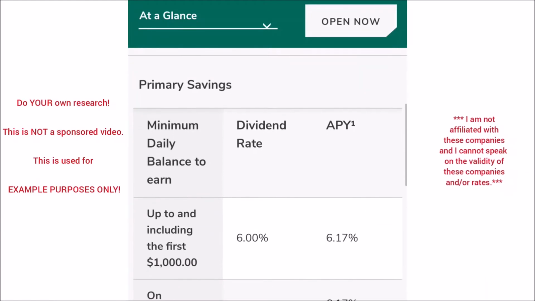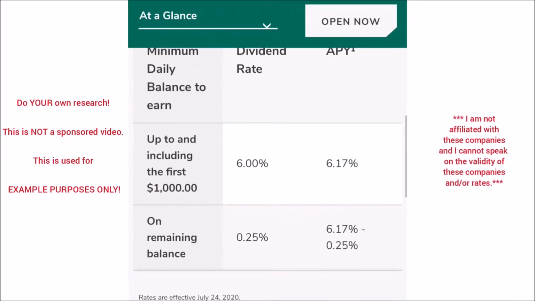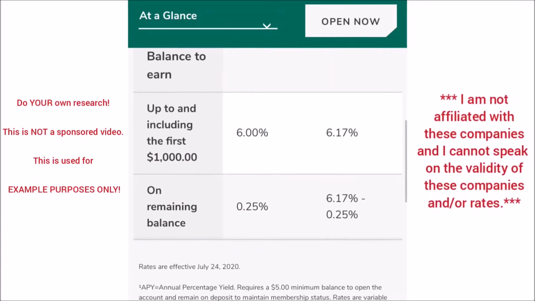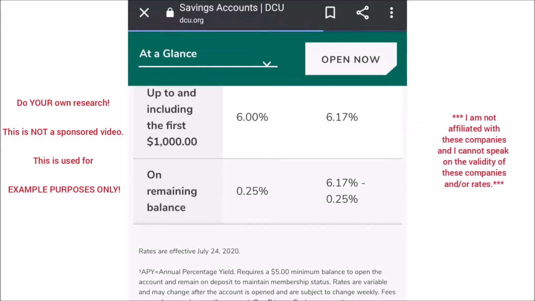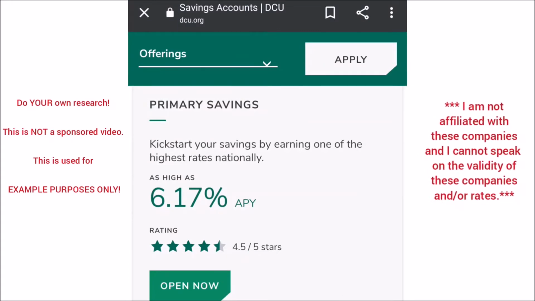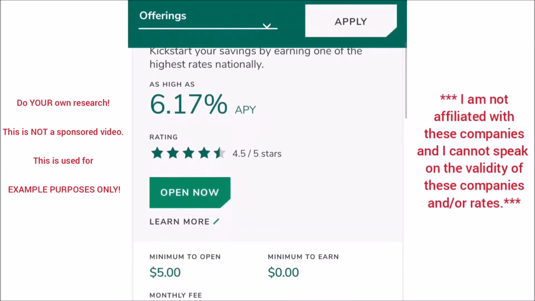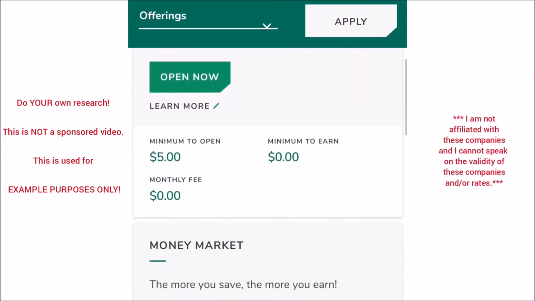Now, if you keep watching, you'll see the dividend rate and the APY rate. If you read the fine print at the bottom, it will tell you that you must maintain a certain daily balance in order to get the dividend. So that is additional income that you can receive on that particular account.